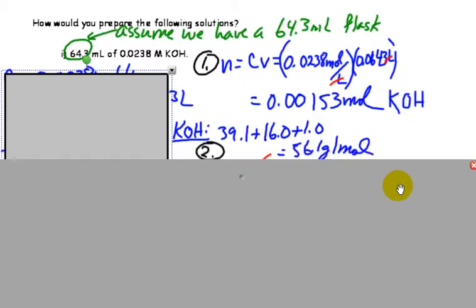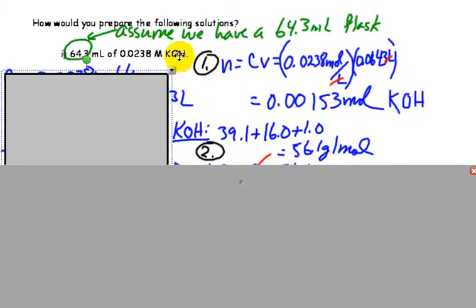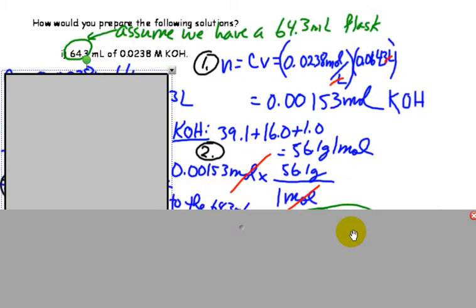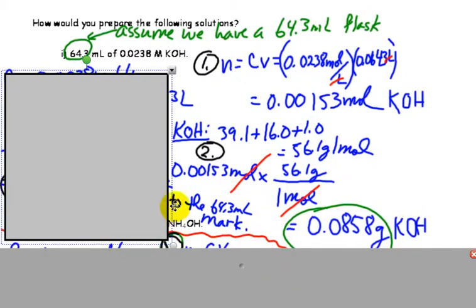And of course, we don't have a mole balance, so we have to find out the molar mass of potassium hydroxide. 1 K plus 1 O plus 1 H, 56.1 grams per mole. And then just what we did back in Unit 1, convert that to grams. So 0.00153 moles multiplied by the molar mass, 0.0858 grams. Okay, so we've done the mathematical part.